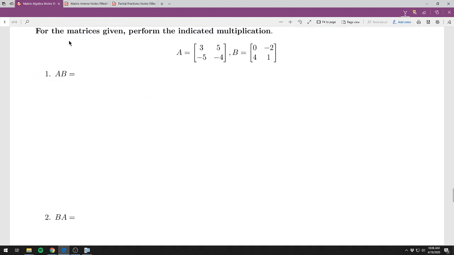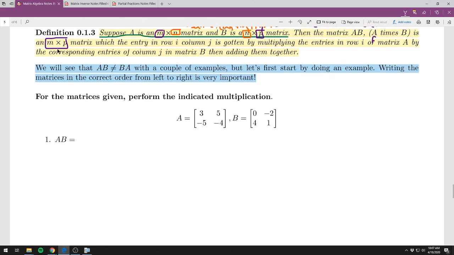But for this first example, we have two matrices here. We'll multiply A times B and we'll multiply B times A. What you will see is that the order of multiplication matters. A times B does not equal B times A. You have to write them in the correct order.